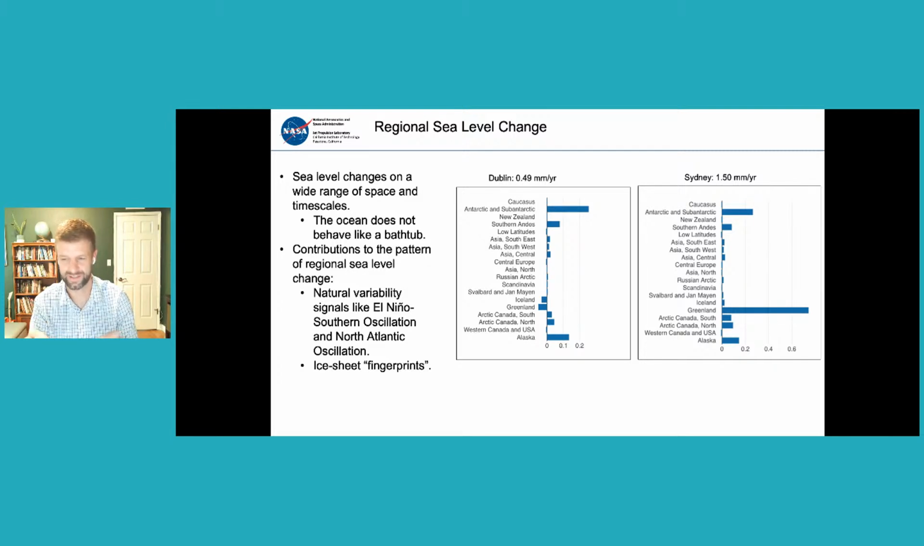We didn't make this assessment for anywhere in Scotland. Dublin was the closest place I could find. So just as a comparison here, in Dublin, the contribution from ice over this GRACE time period, the last decade plus, is about 0.5 millimeter per year. And you can see that Greenland actually had a negative contribution to this.